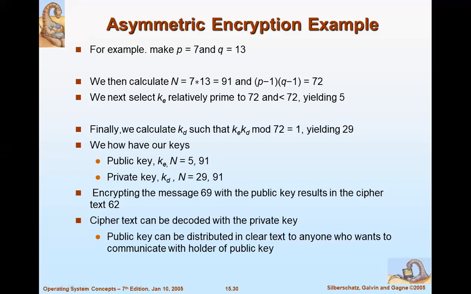Encrypting the message 69 with the public key results in the ciphertext 62. So when you encrypt this message 69 with the help of this key KE, it will be converted into 62, and the ciphertext can be decoded with the private key. The public key can be distributed in clear text to anyone who wants to communicate with the key holder.